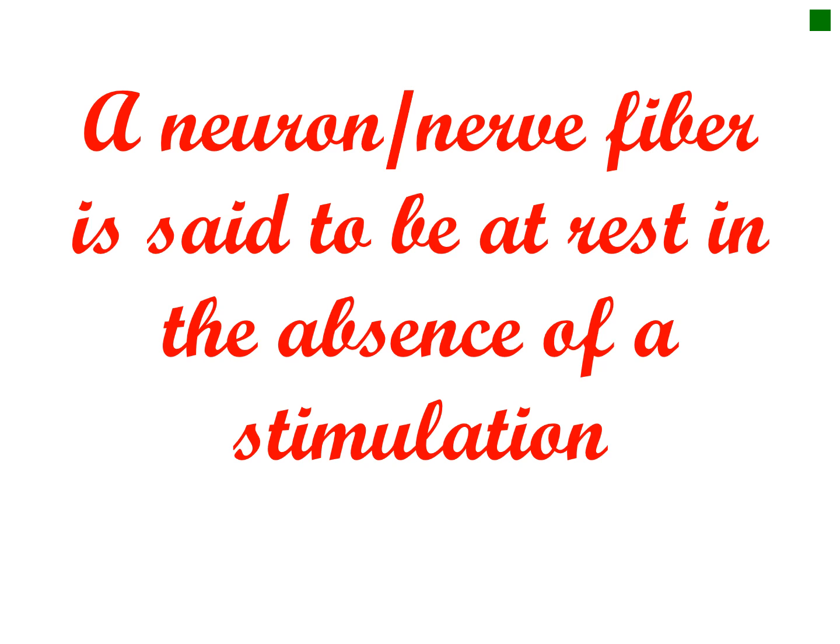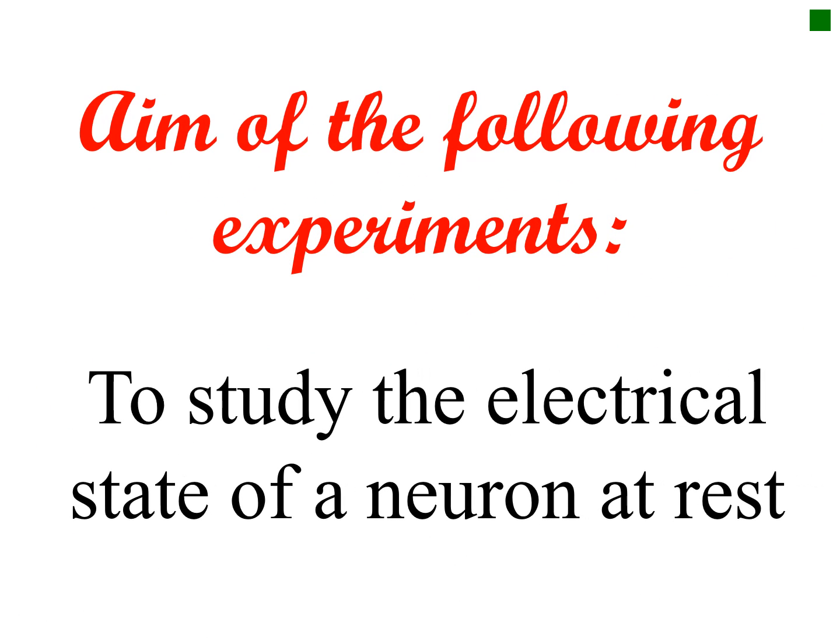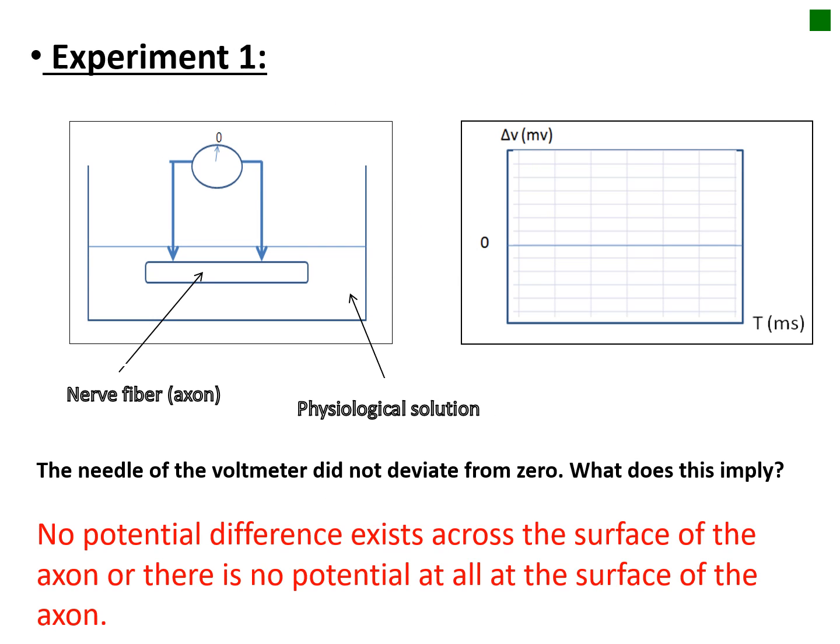A neuron or nerve fiber is said to be at rest in the absence of any stimulation. The aim of the following experiment is to study the electrical state of a neuron at rest. In experiment 1, we have a nerve fiber where the electrodes are placed on the external surface of the nerve fiber, and the delta V was 0 millivolt. The delta V was 0, meaning that the needle of the voltmeter didn't deviate. What does this imply? This implies that there is no potential difference at all on the surface of the axon.